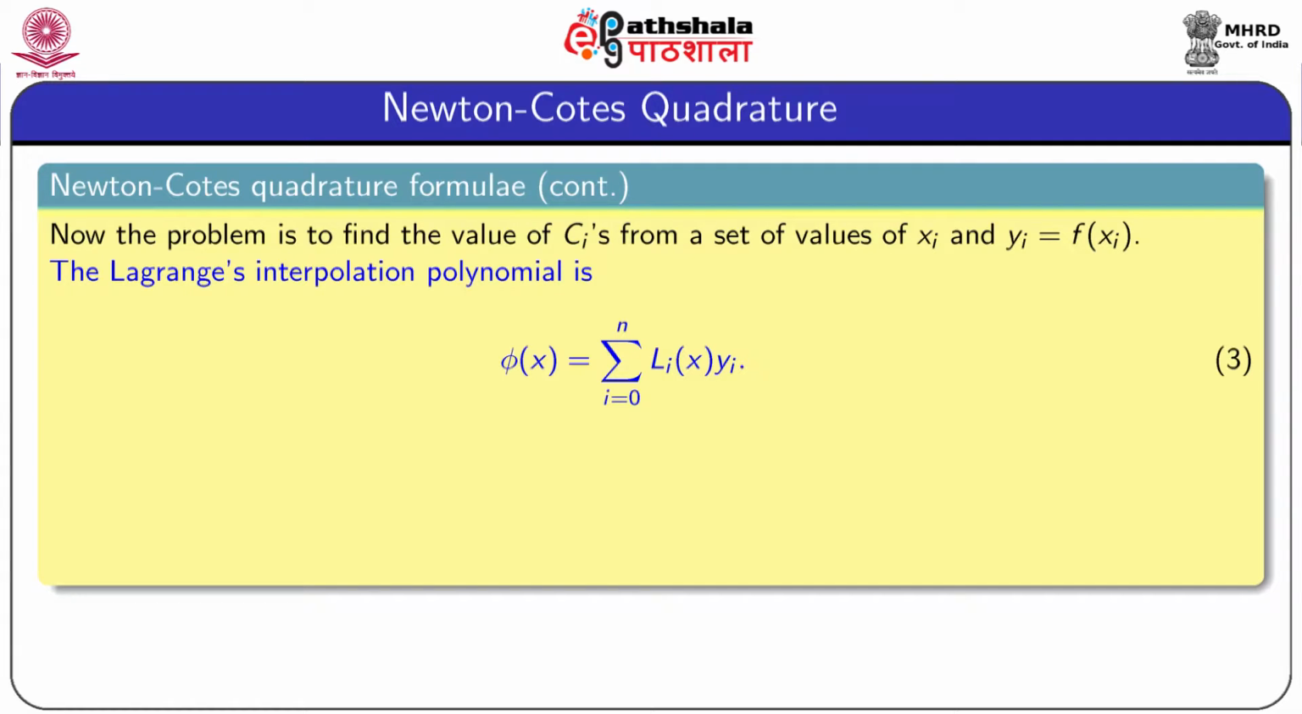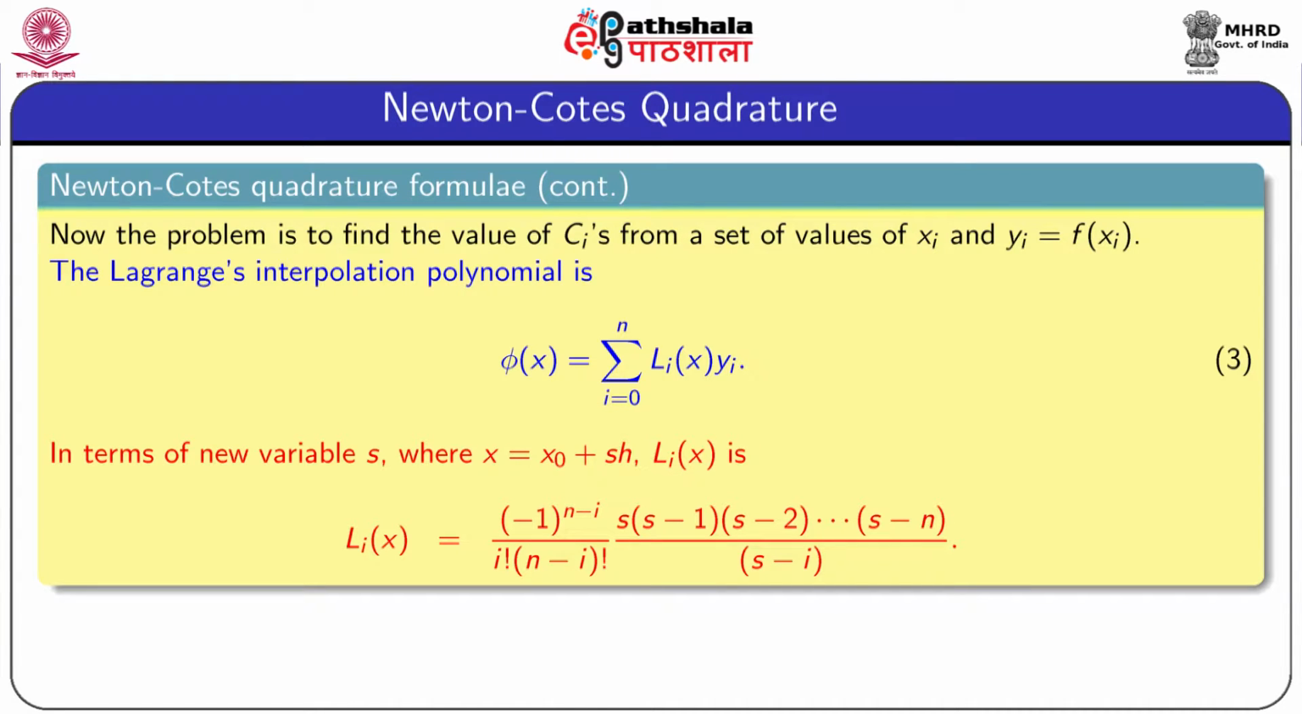We know the Lagrange interpolating polynomial phi(x) equal to the summation i equal to 0 to n of Li(x) yi, where Li(x) is defined below. In this case, the variable x is replaced by x0 plus sh. That means in terms of equispaced arguments, the Lagrangian function Li(x) is given by (minus 1) to the power n minus i divided by factorial i into factorial n minus i, and s into (s minus 1) into (s minus 2) up to (s minus n) divided by (s minus i). So this is the Lagrangian in terms of the new variable s.